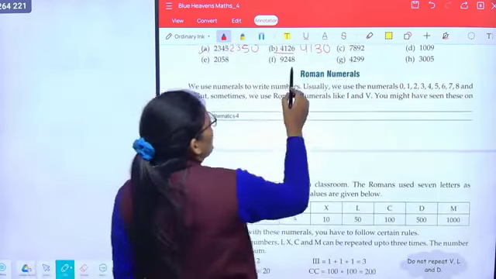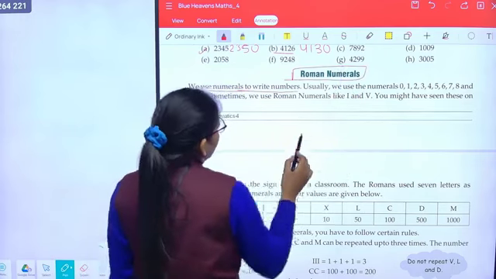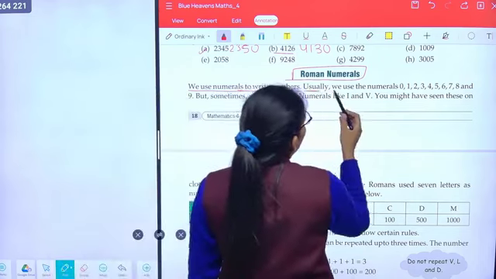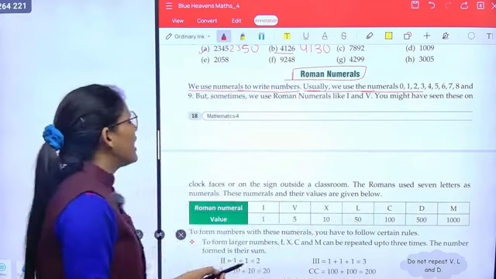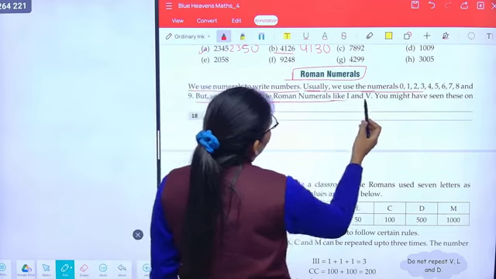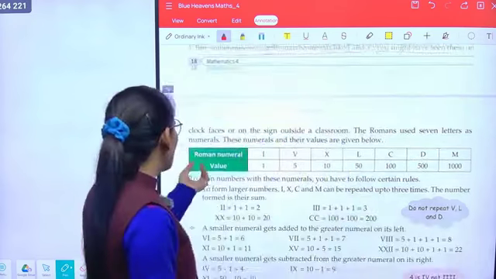Now students, Roman numerals. We use numerals to write numbers. Usually we use the numerals 0, 1, 2, 3, 4, 5, 6, 7, 8 and 9. But sometimes we use Roman numerals like this. You might have seen these on clocks.